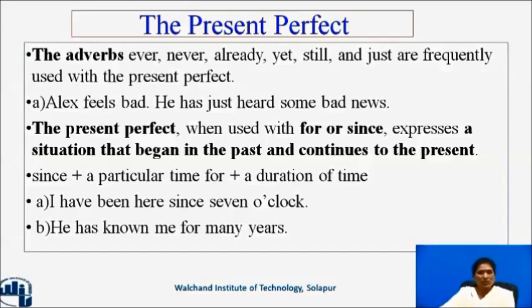Present perfect, when used with for or since, expresses a situation that began in the past and continues to the present. Since plus a particular time, for plus duration of time. We use since for showing a particular time, whereas for is used for a duration of time. I have been here since 7 o'clock, a particular time. He has known me for many years.